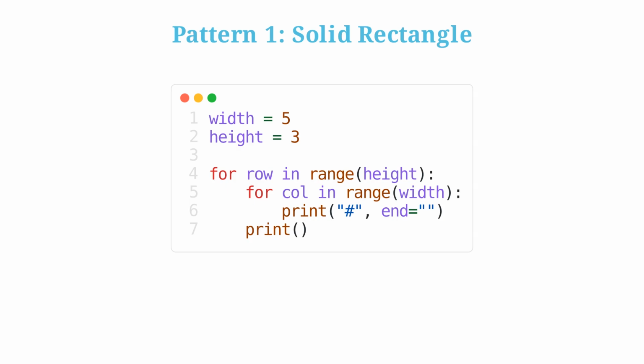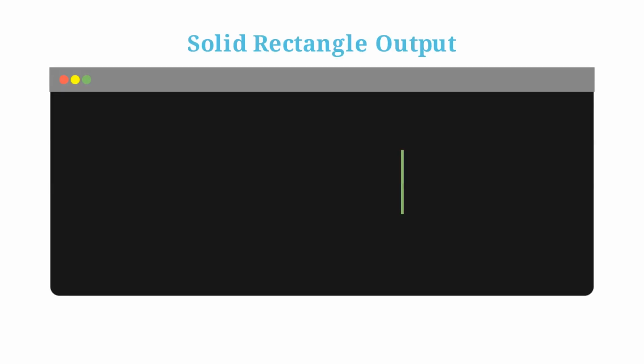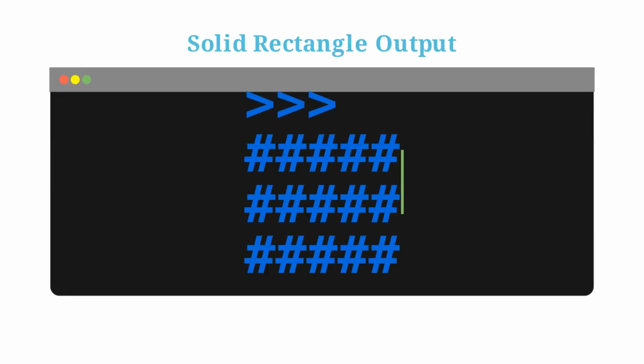Look at this beauty. We use the height for our outer loop and width for our inner loop. Every position gets filled with a hashtag symbol. And here's our perfect 5x3 rectangle. Notice how both loops use fixed ranges. That's what creates the solid filled rectangle pattern.